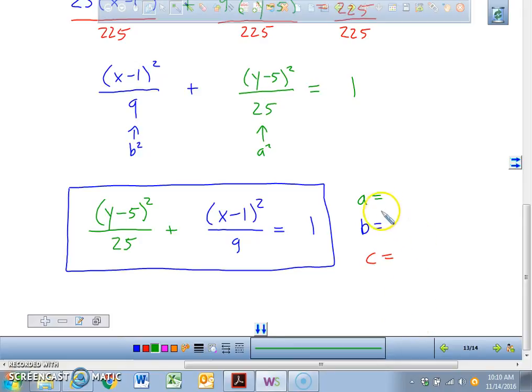Oh, A is 5. The B squared is 9, so our B value is a 3.